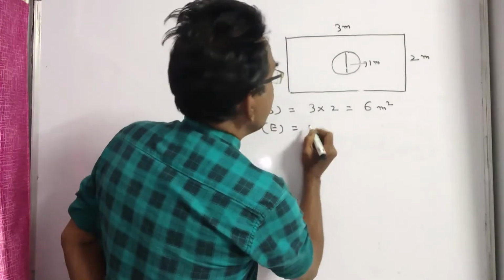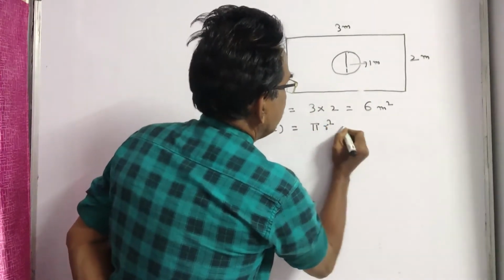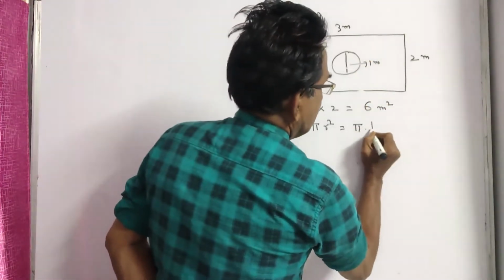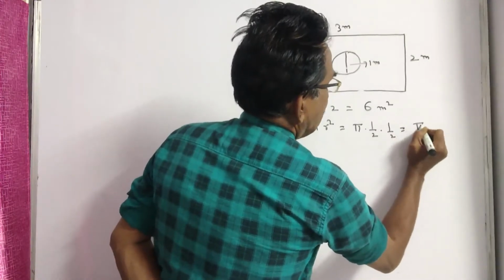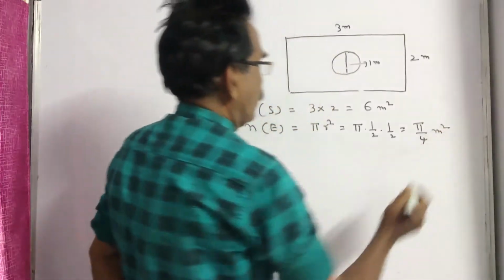So n of E is equal to the area of the circle, pi r square. Friends, diameter is 1 meter, so radius is 1 by 2. Pi into 1 by 2 into 1 by 2, that is equal to pi by 4 meter square.